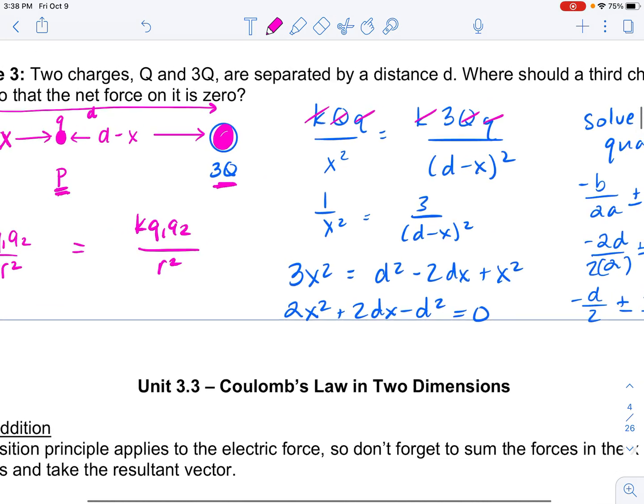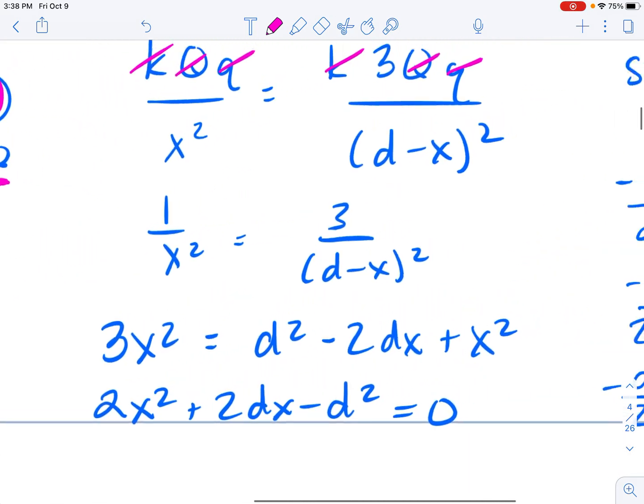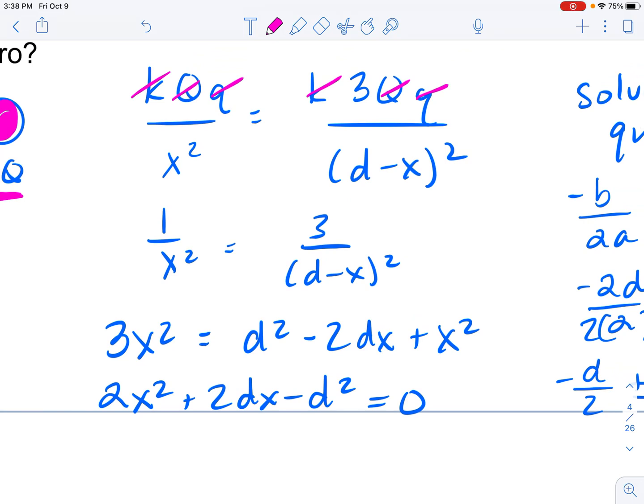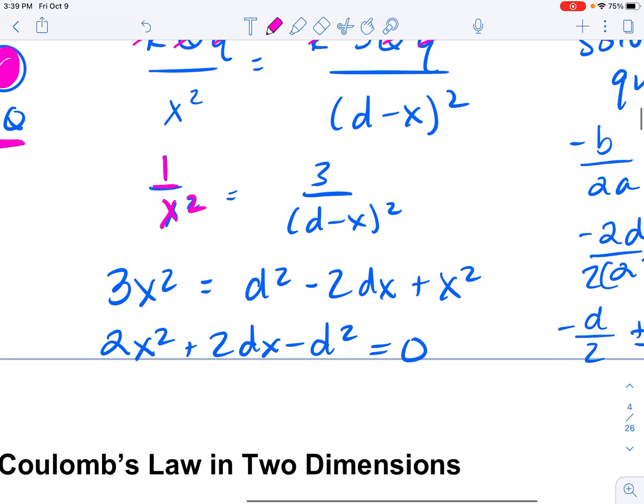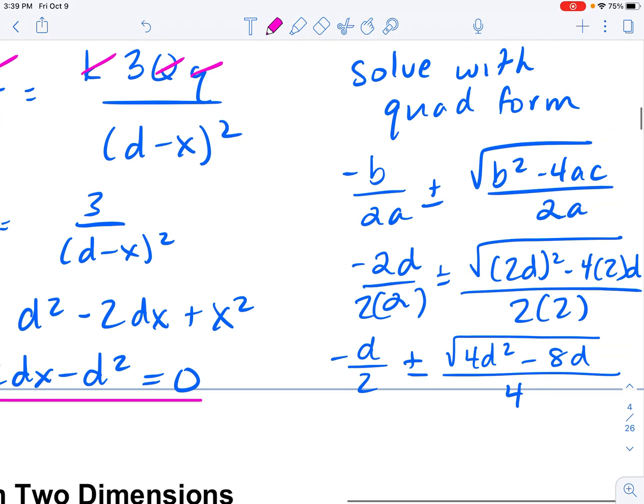And now it's an algebra problem. I canceled the K's, canceled the q's, and end up with 1 over x squared equals 3 over (d minus x) quantity squared. Then I cross-multiplied, and then I simplified to make a quadratic equation. The big idea here is that we would solve this with the quadratic formula. We don't know what d is, so we don't have a numerical answer, but we could plug into the quadratic formula to solve it.